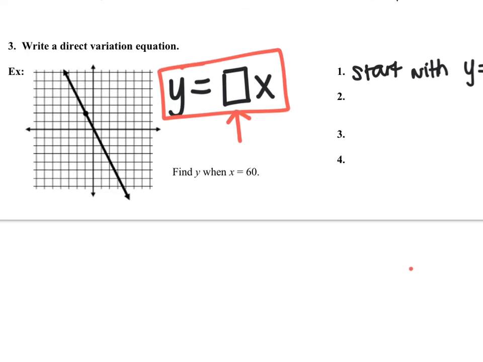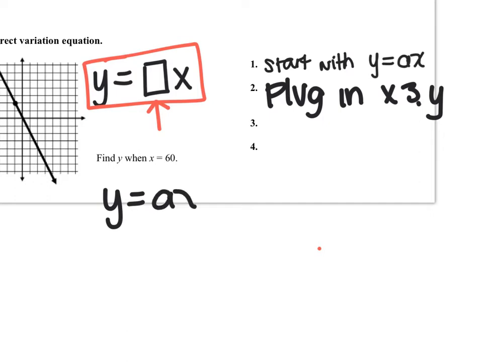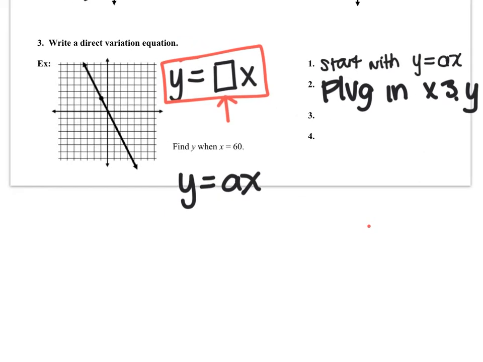So the next thing that you're going to do for step 2 is you're going to plug in x and y. So I have y equals ax, that was my first step. And if I look at the graph, here's the x and y that I'm given. And so as an ordered pair, that's -1, 2. Remember, ordered pairs go x, y. So that means that y will get replaced with 2. A is what I'm trying to find. X would get replaced with -1.